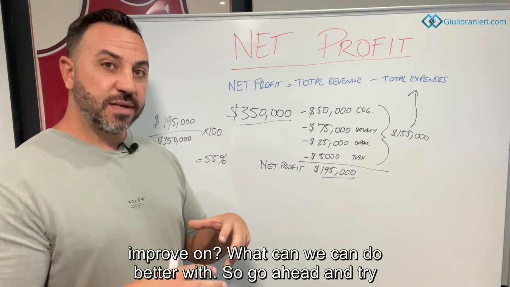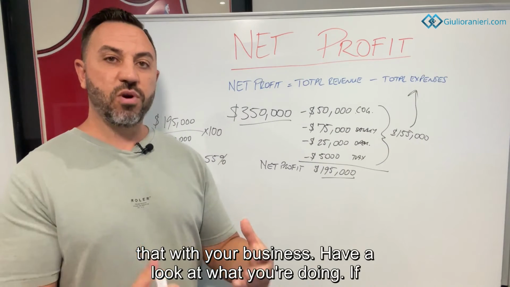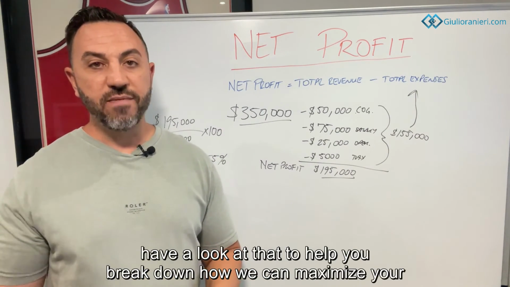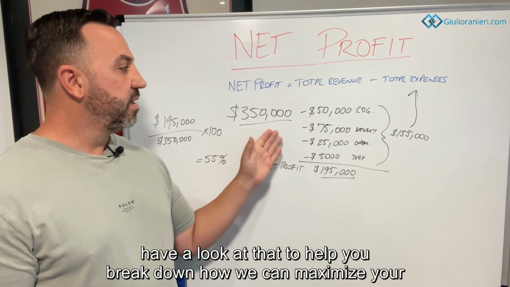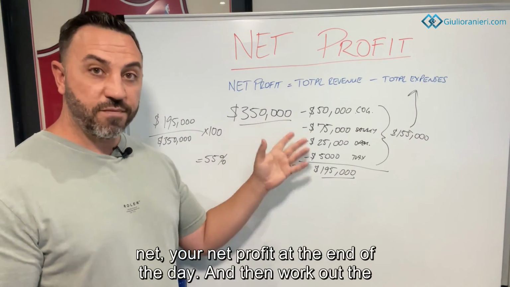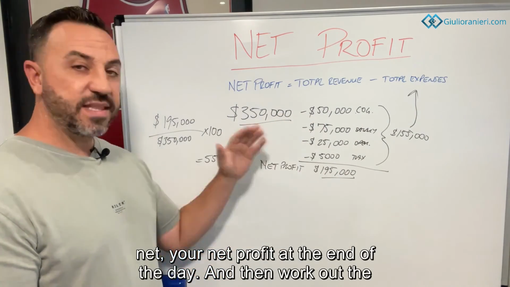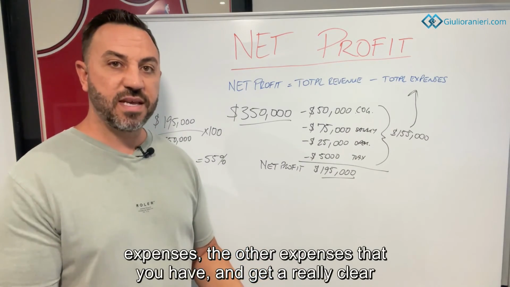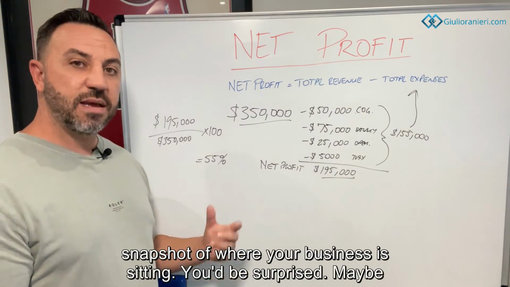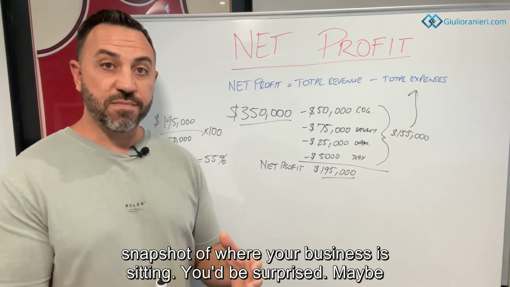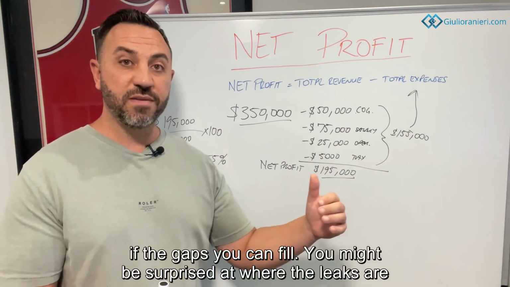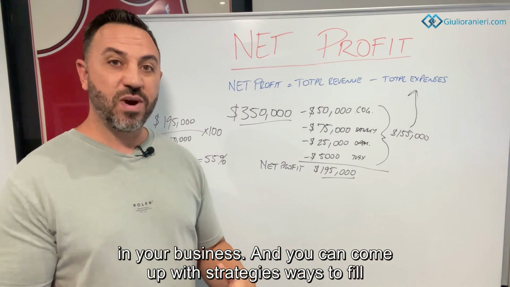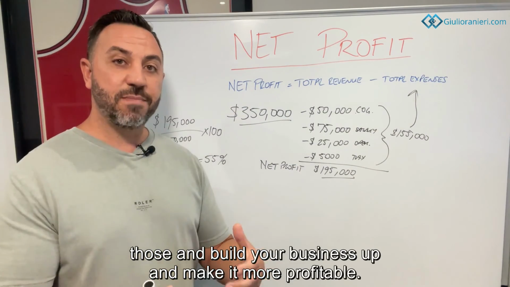So go ahead and try that with your business. Have a look at what you're doing. If you haven't seen the gross profit margin video that I've done, have a look at that to help you break down how we can maximize your net profit at the end of the day, and then work out the calculations on your business. Itemize all the operational expenses and the other expenses that you have, and get a really clear snapshot of where your business is sitting. You might be surprised at where the leaks are in your business, and you can come up with strategies and ways to fill those and build your business up and make it more profitable.